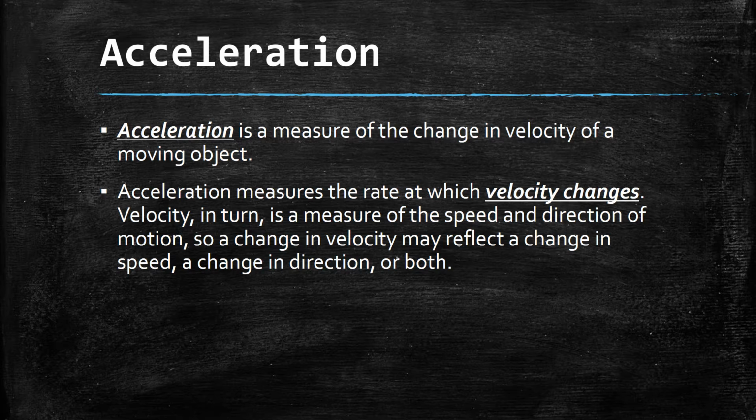Okay, so there's two components to velocity. You have a speed component and you have a direction component. If either one of those changes, if your speed changes or if your direction changes, you have acceleration. So velocity in turn is a measure of the speed and direction of motion, which we learned last class. So a change in velocity may reflect a change in speed, a change in direction, or both.